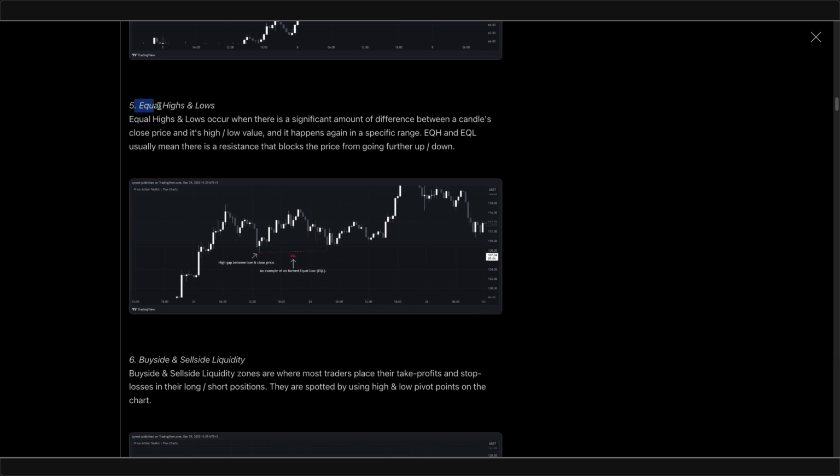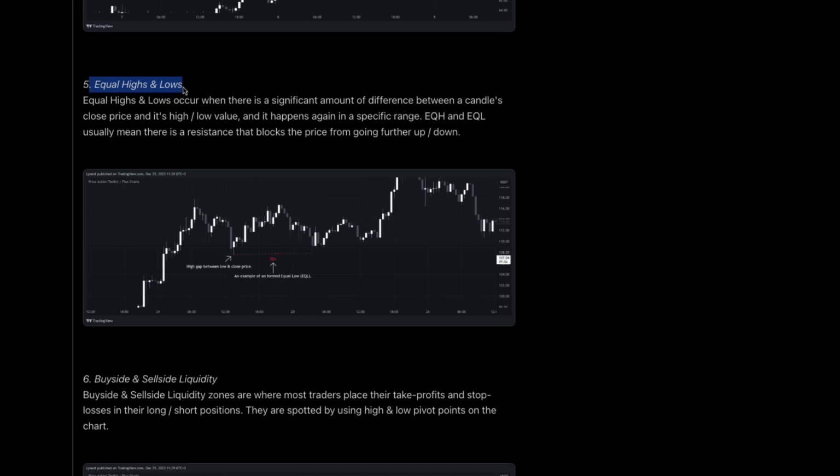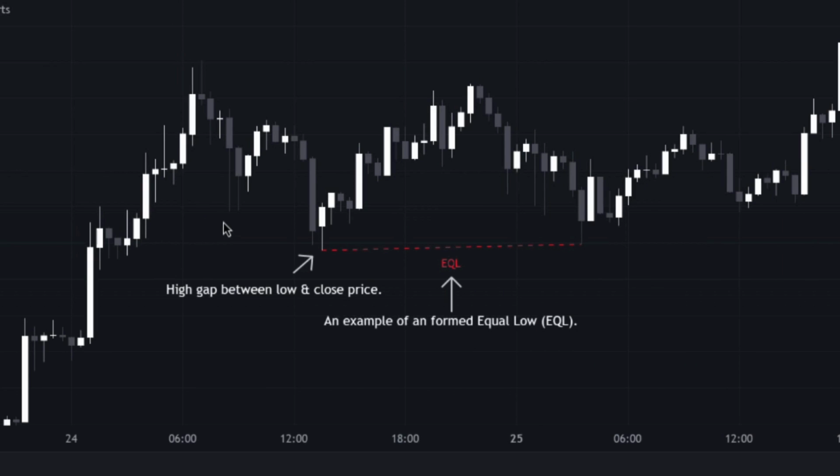Number 5, equal highs and lows. Equal highs and lows occur when there is a significant difference between a candle's close price and its high or low value, and it happens again in a specific range. EQH and EQL usually mean there is a resistance that blocks the price from going further up or down. As you can see, there is a high gap between the low and close price, an example of a formed equal low, EQL.